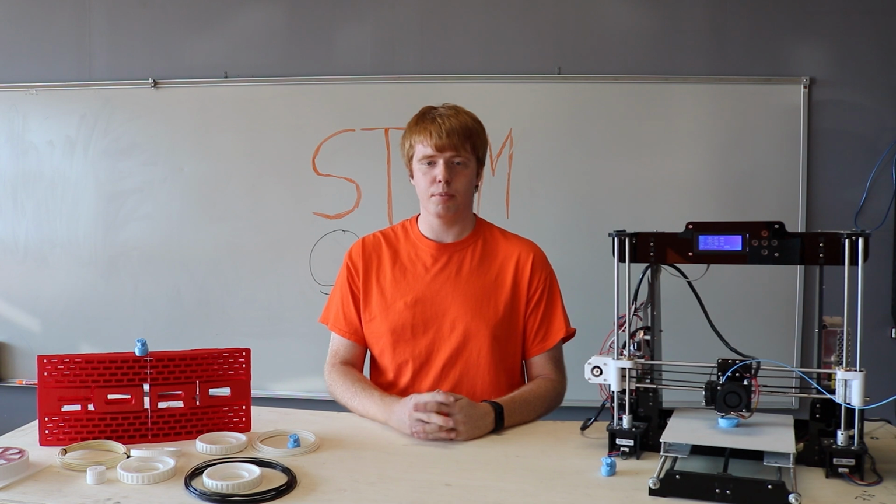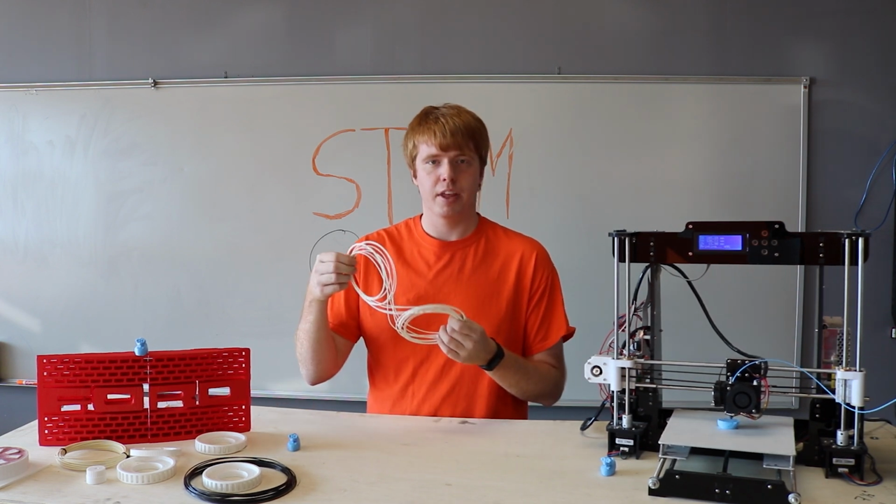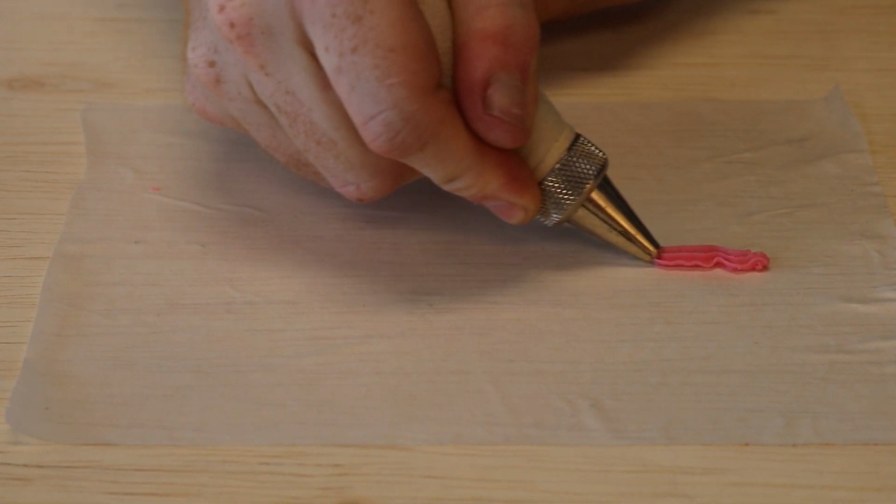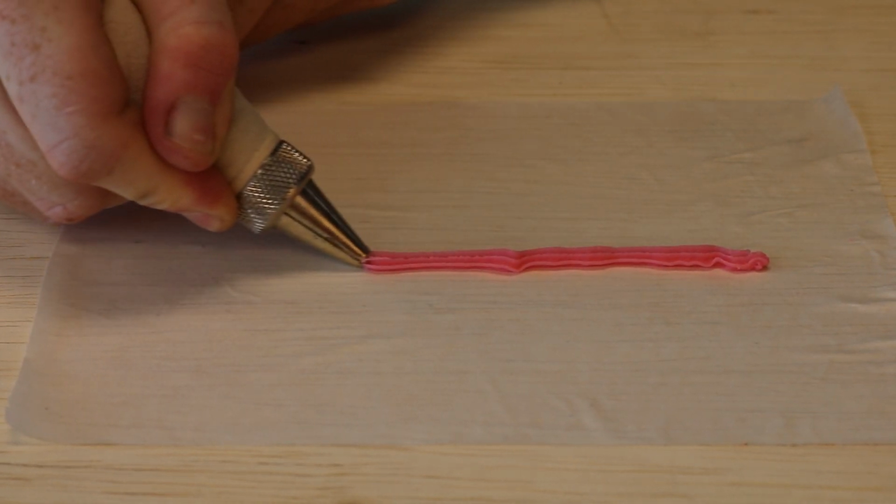In this process, filament, this plastic-like string, is melted down by a really hot extruder and placed down layer by layer. This process is like layering icing on a cake.